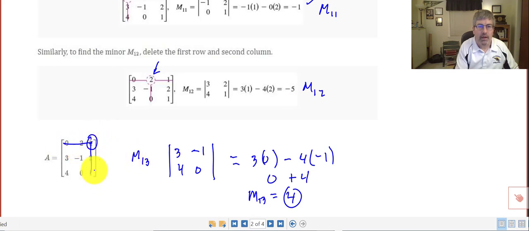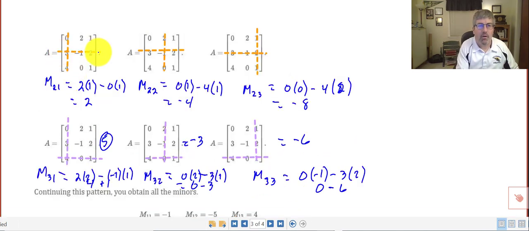M13, delete the first row, third column. My resulting matrix, 3 times 0 minus 4 times -1. So M13 is equal to 4. And then I moved on to the second row. I deleted the second row and the first column. My resulting matrix left over, 2 times 1 minus 0 times 1. I get 2. And then M22. You can see I've deleted that row and column. My resulting matrix, 0 times 1 minus 4 times 1 is -4, and so forth for M23.